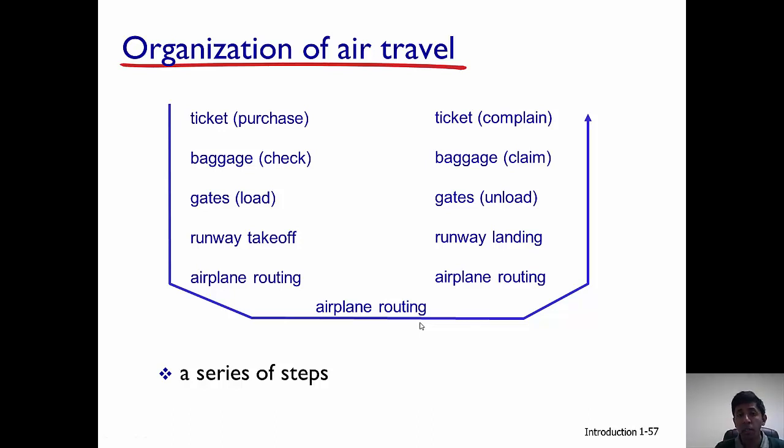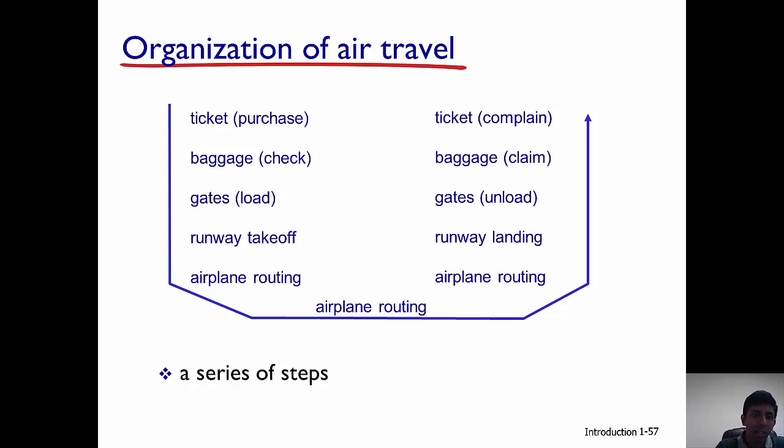The airplane is routed, so that say you're going from the United States to Europe, it takes a certain path. That's the routing, and then once the routing has taken place, you arrive at your destination. So you first land on the runway. Notice the analogy between runway takeoff and runway landing. Once the plane has landed, the passengers unload at the gates, and then you go to the baggage claim, and hopefully your baggage has arrived. And then, if the baggage has arrived, you go home. Otherwise, you go and complain about the ticket.